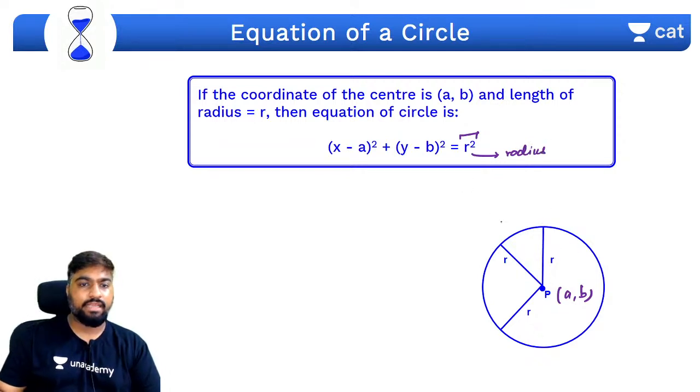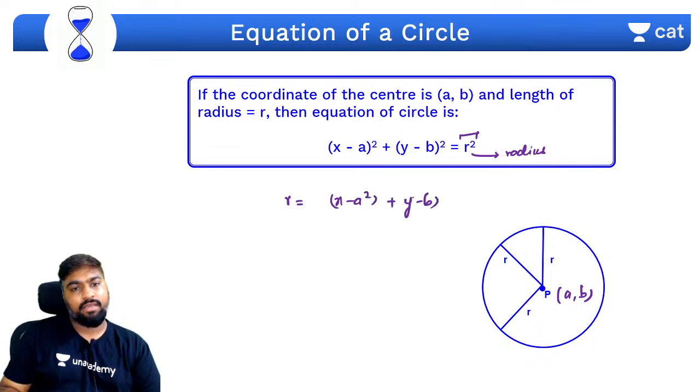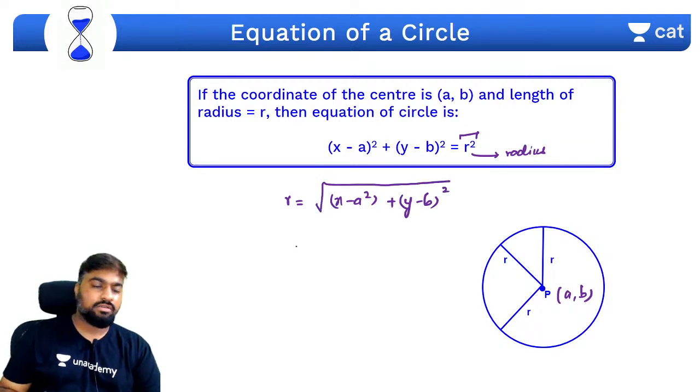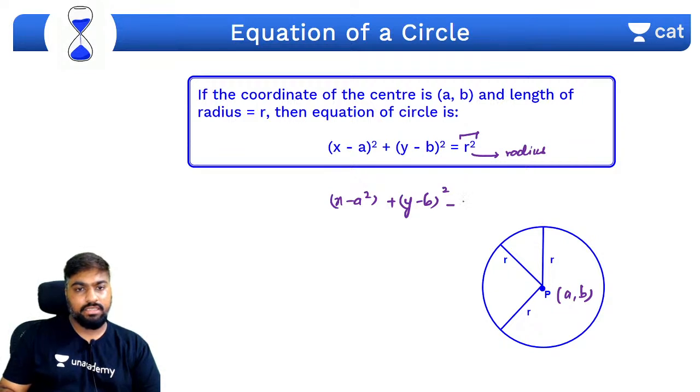So the radius is basically given as the square root of (x minus a) square plus (y minus b) square. This would give you the radius, but since this is an equation, it would be like this. If you take the radius to the other side, it will become minus r square equal to 0.